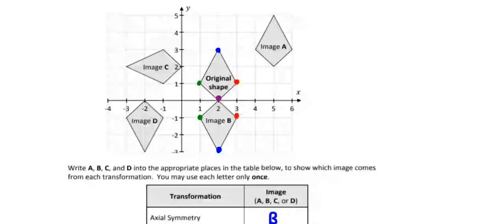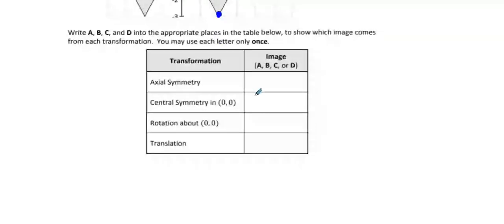Okay, central symmetry in 0, 0. Now let's see where central symmetry is. We get our original image, and what I reckon is we're going to end up with this one here. If I do that point to that point, this point to this point, this point to this point, and finally this point to this point, we can see that it all converges on central symmetry through 0, 0. So it's definitely image D. Okay, so image D is central symmetry through the origin. So that's B, that's D.